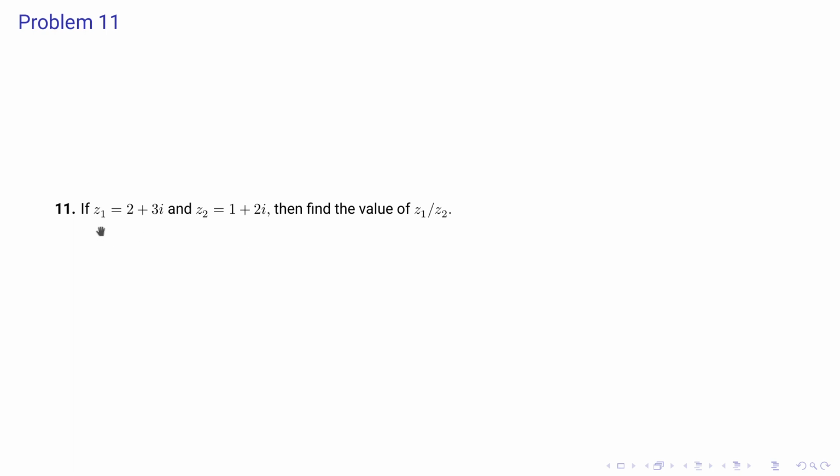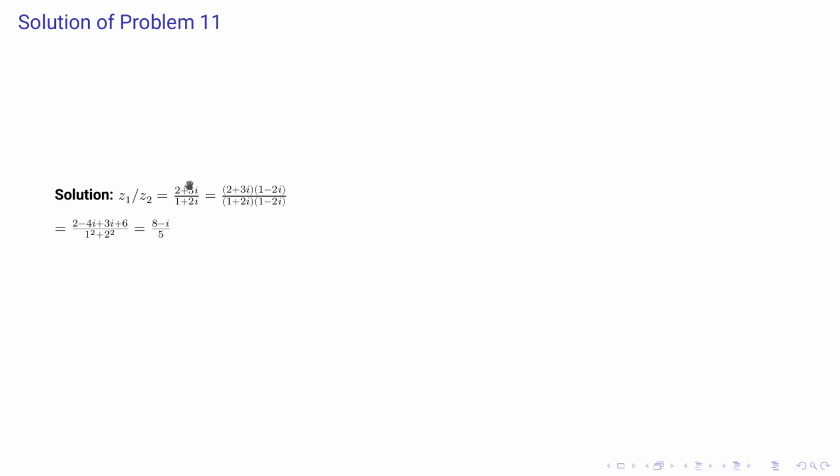So problem 11 says that if Z1 is equal to 2 plus 3i and Z2 is equal to 1 plus 2i, then find the value of Z1 by Z2. So Z1 by Z2 is (2 plus 3i) by (1 plus 2i), and we want to get rid of the imaginary part. Like in the last video, we multiply and divide with the conjugate of the denominator, which in this case is 1 minus 2i. So the denominator becomes 1 square plus 2 square, that is 5. And the numerator on multiplication becomes 2 minus 4i plus 3i minus 6i square, which is plus 6. So it is equal to (8 minus i) by 5.